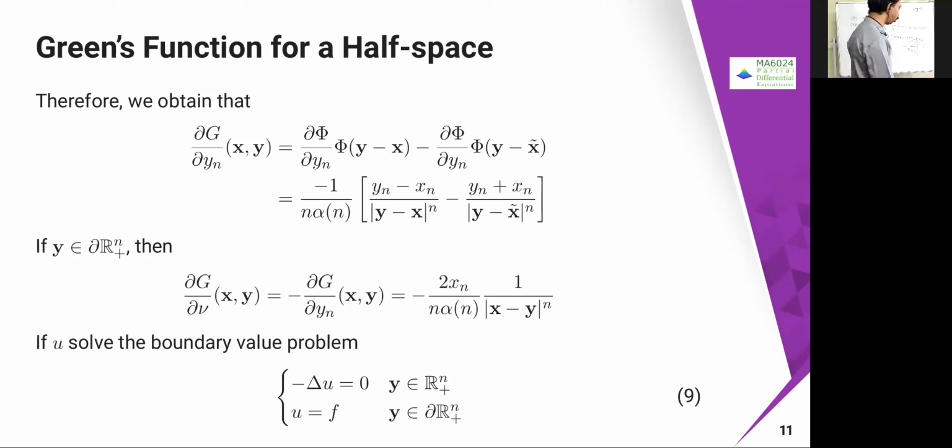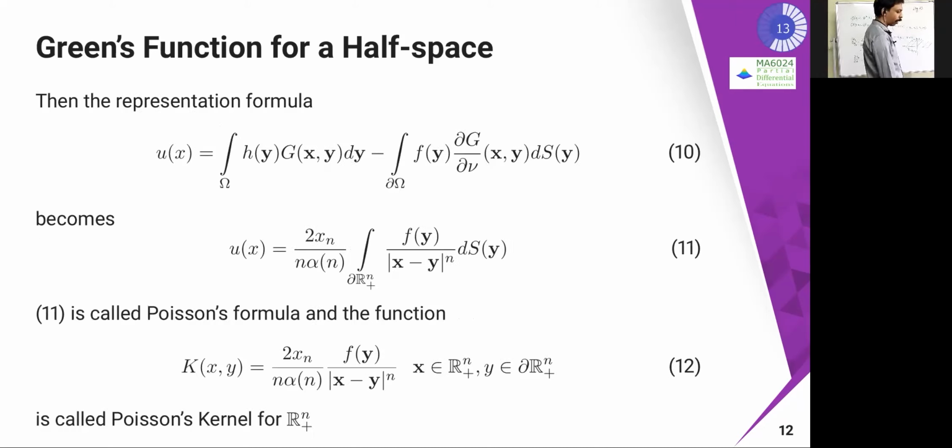∂G/∂ν is nothing but minus ∂G/∂yn at x, y, because we have to find it at the boundary. So that is going to come like this. So this is going to solve the boundary value problem. If you solve this boundary value problem, then what is the Poisson representation formula? The representation formula is the same thing.